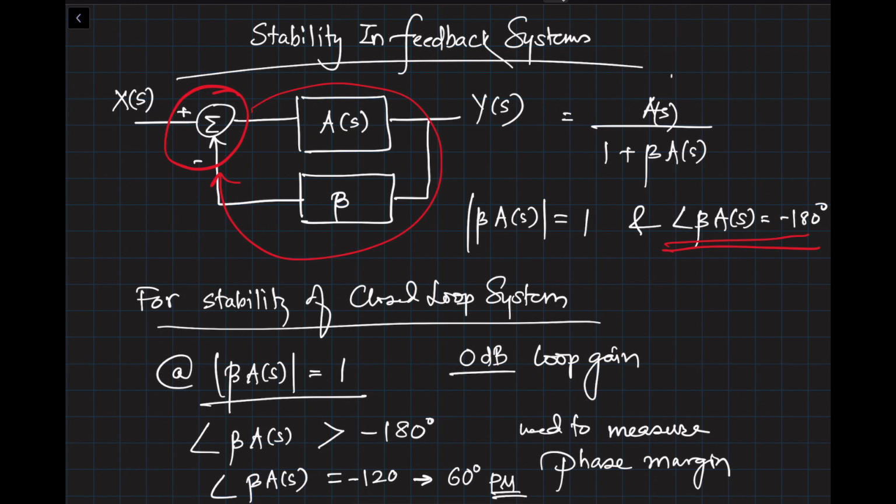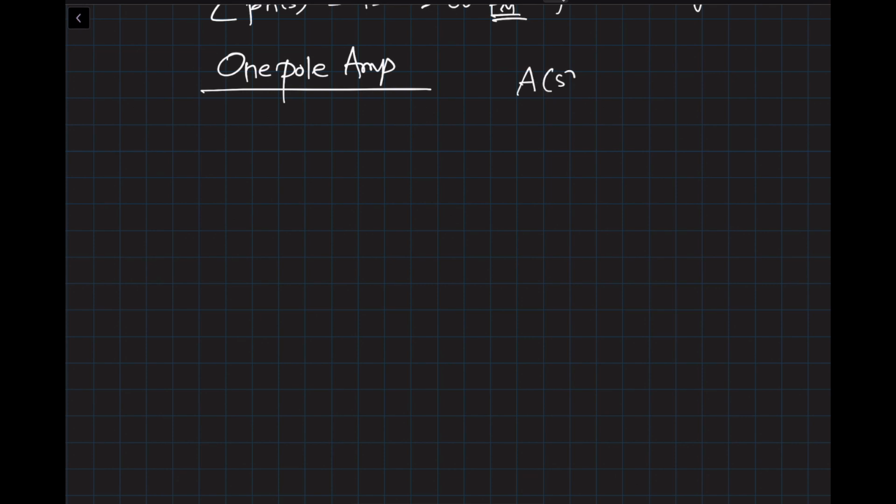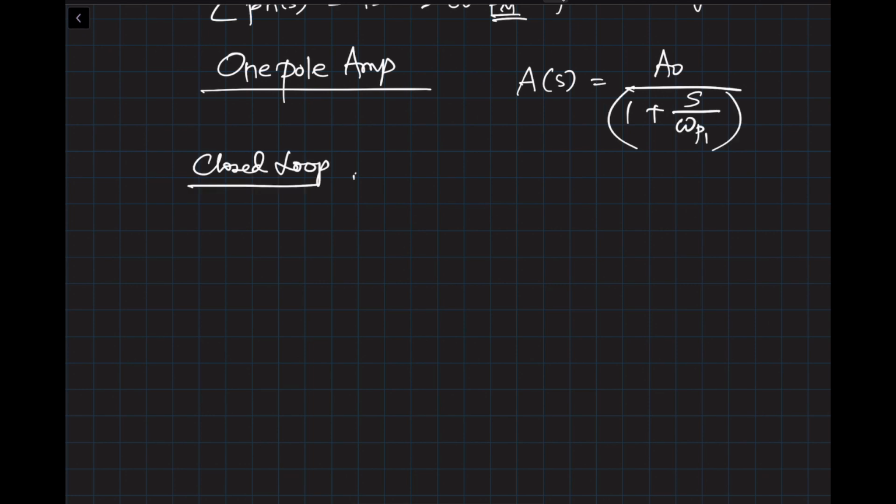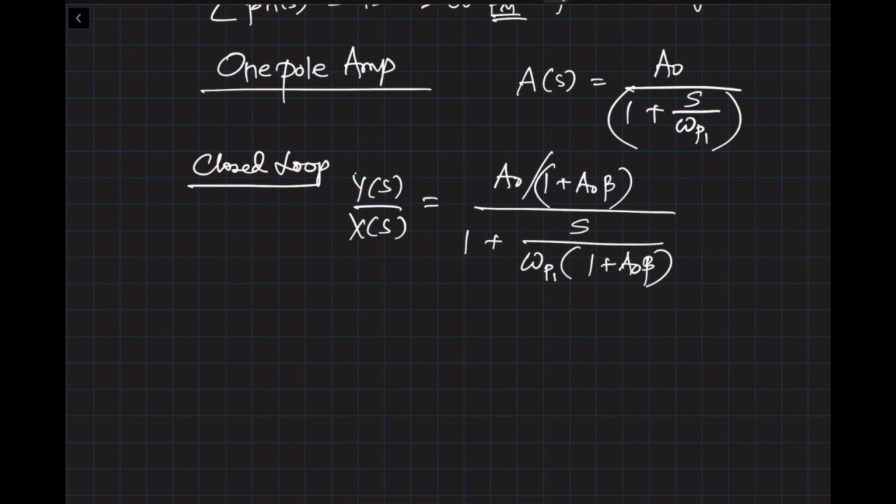So let's take one example and then things will become very clear. One quick example we're going to go through is a one pole amplifier. So in a one pole amplifier, we know A of S is equal to A0 divided by 1 plus S divided by omega P1. So in this case, the closed loop response, which is Y of S divided by X of S, will be... So this is something that we have already done before. Every time, doing the closed loop transfer function and figuring out if this is okay or not okay is very painful. What we would like to do though is look at the loop gain.